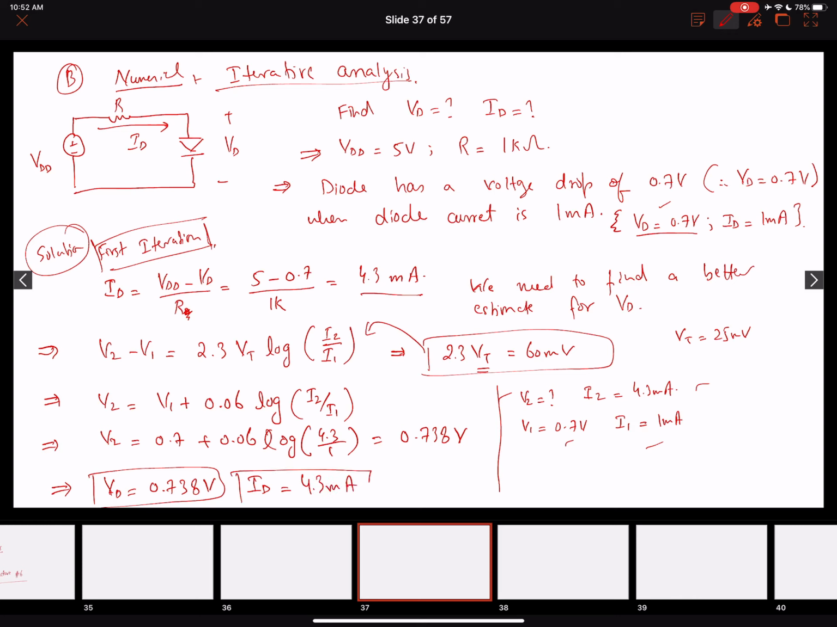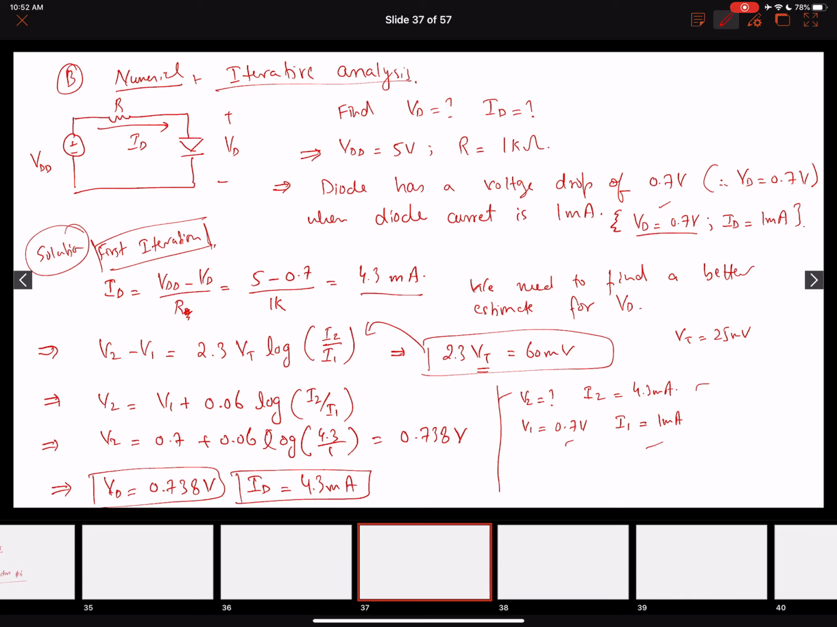Okay. Now we are going to do a second iteration, and we will see how far apart the VD and the ID will come from these values. If they are far apart, then we have to do a third iteration, and then the fourth iteration. If the values come to be very close, then we can stop the process there.